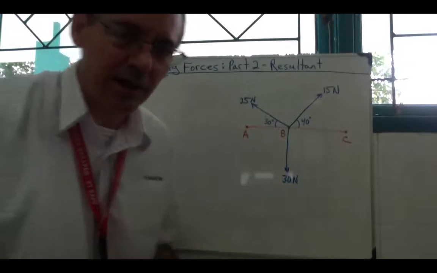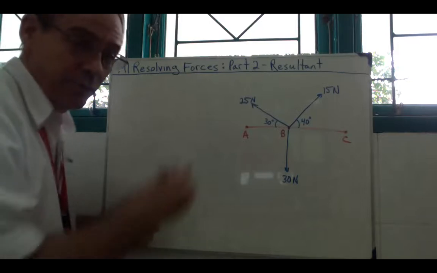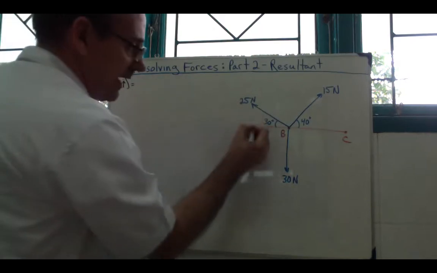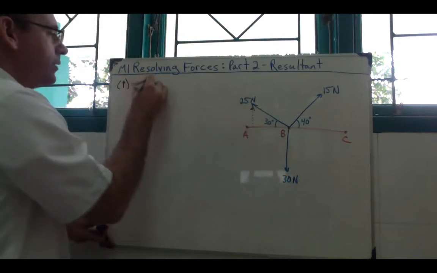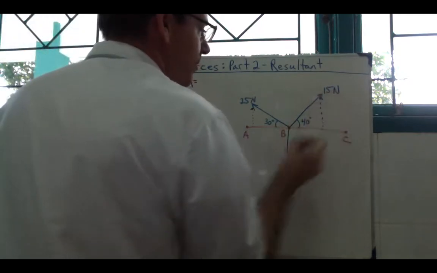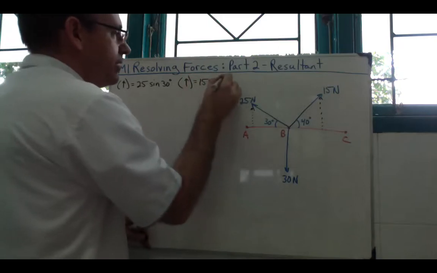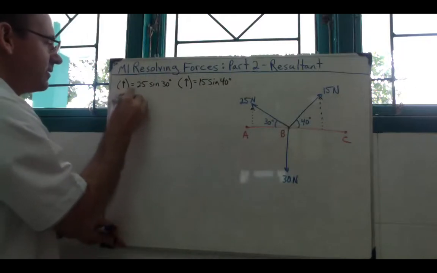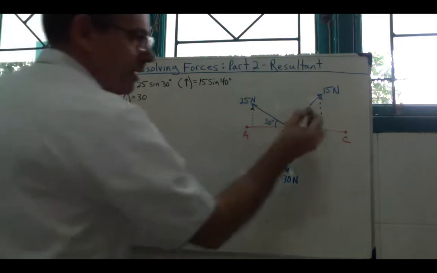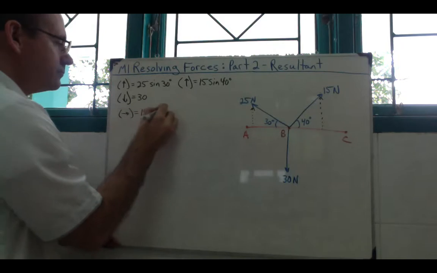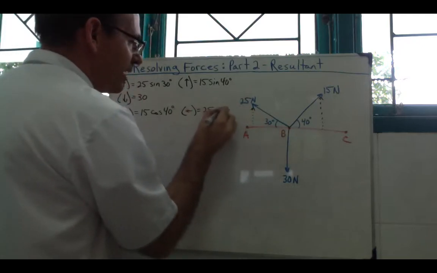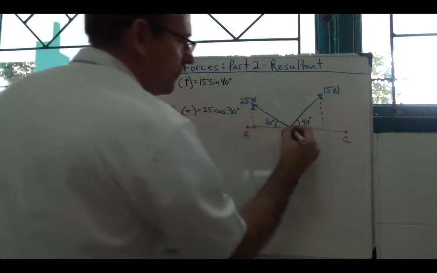Okay, we're going to start by resolving our forces. Again, like we've done before, we'll resolve vertically. So we have an up force here of 25 sine 30, and an up force over here with 15 sine 40 degrees. And we have a down force of 30 straight down. Then we have a right force of 15 cosine 40, and a left force of 25 cosine 30.